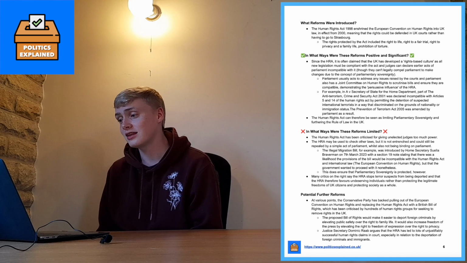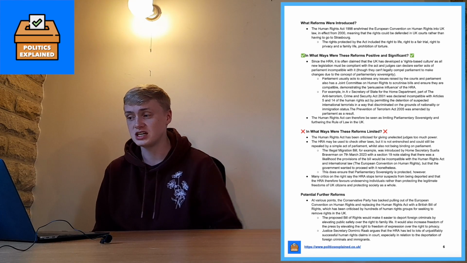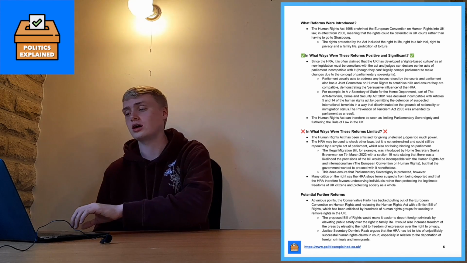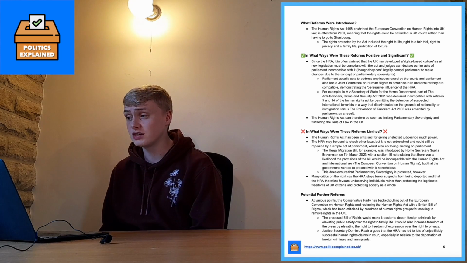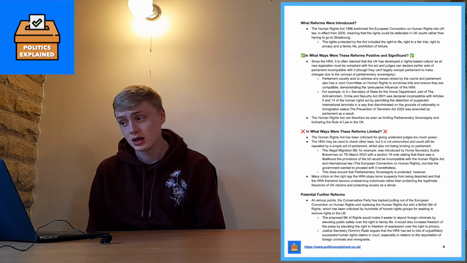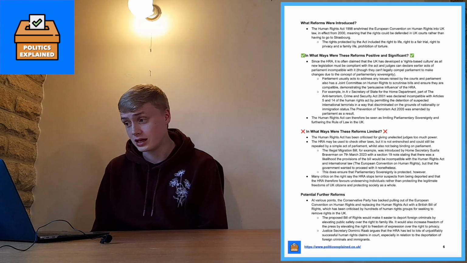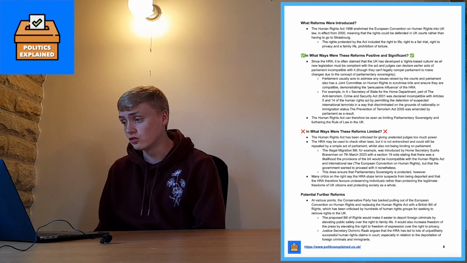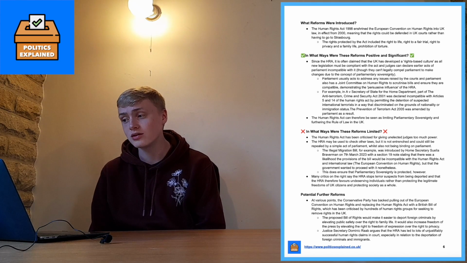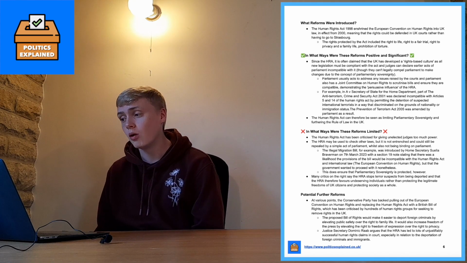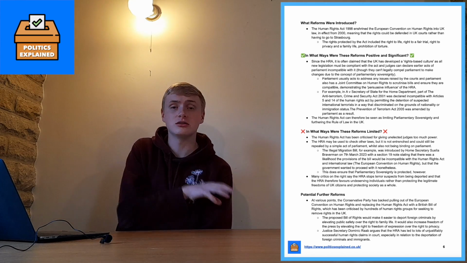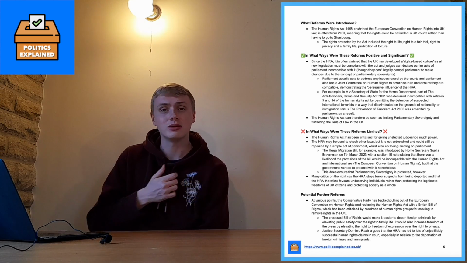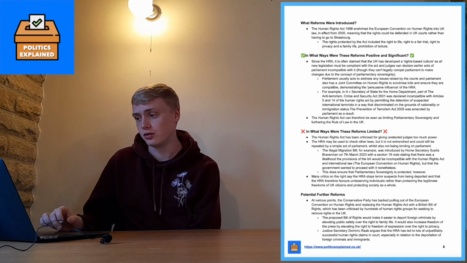The Human Rights Act can therefore be seen as limiting parliamentary sovereignty and furthering the rule of law in the UK. On the other hand, the Human Rights Act has been criticised for giving unelected judges too much power, and it's also been criticised for being too weak. So it may be used to check other laws, but it's not entrenched and could still be repealed by a simple act of Parliament, whilst also not being legally binding on Parliament. So judges can offer declarations of incompatibility, but that doesn't mean they'll be listened to. Parliament can just ignore them.